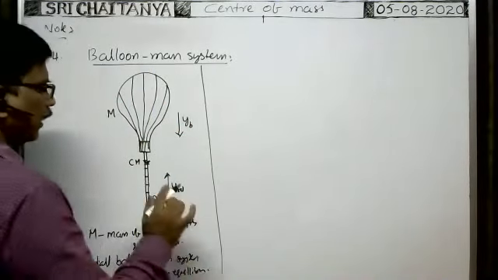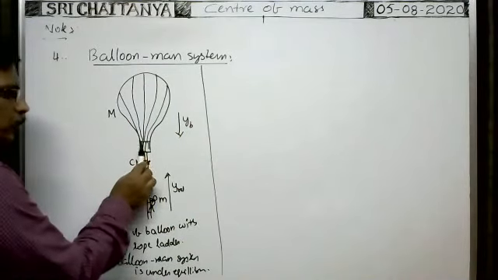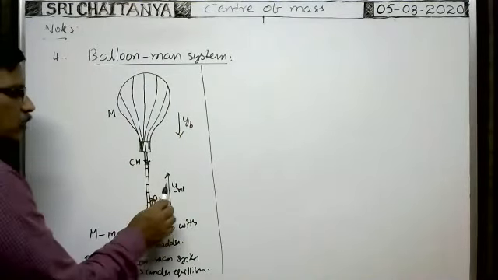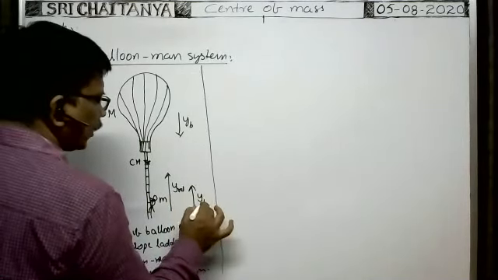From the ground, when you observe the man, even though with respect to the ladder or the balloon the man travels upwards through a distance y relative, from the ground the man travels a distance equal to ym only.